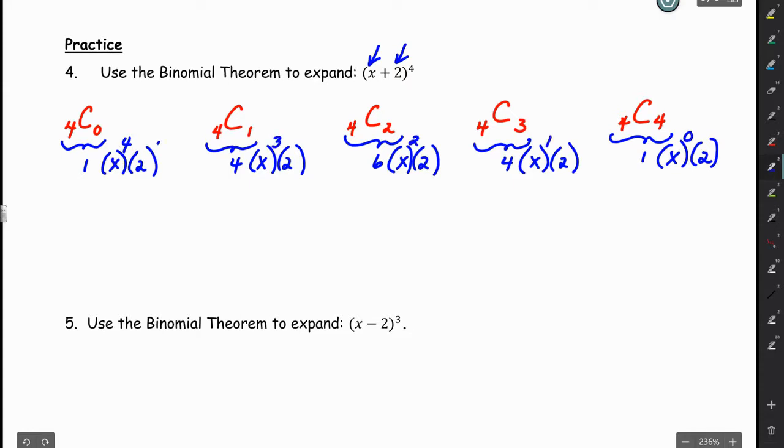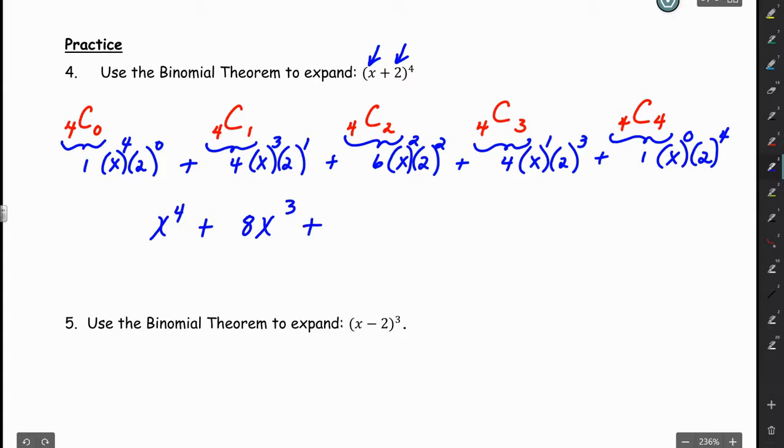We're going to start at 0 for 2 and go up to 4. And we're going to simplify and we'll be done. The first term is just x to the 4th. In the second term, we have 2 times 4, so we're going to have 8x cubed.